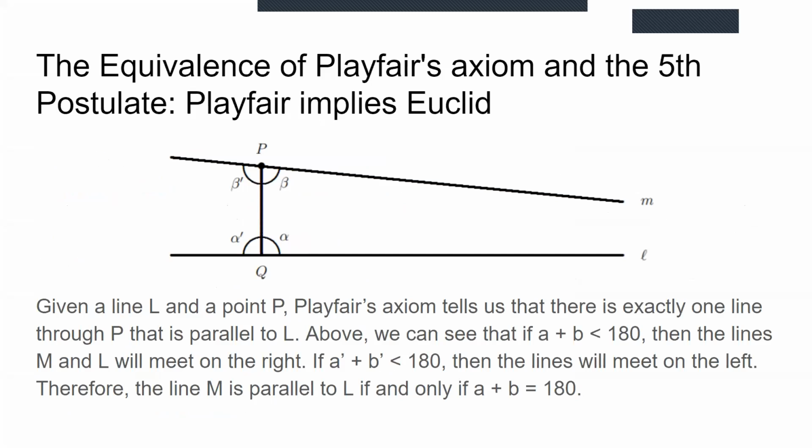And so to show that Playfair's axiom implies the parallel postulate, we can construct a similar situation. If we have a line L again and a point P not on L, Playfair's axiom tells us that there is exactly one line through P that is parallel to L. So again, we play this similar game of checking to see what happens when the angles between the two lines are less than 180 degrees.